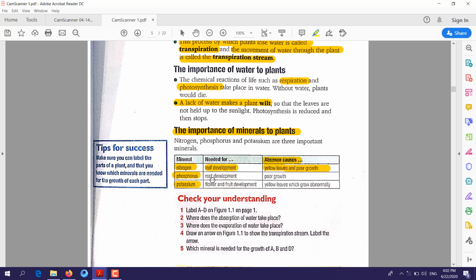Then phosphorus, it's needed for root development. Absence of it, poor growth. Potassium, flower and fruit development. Absence of it, yellow leaves which grow abnormally. You will see the leaves turn yellow and they're not growing normally.